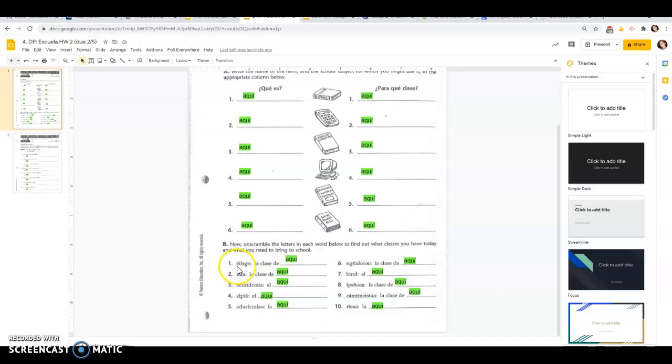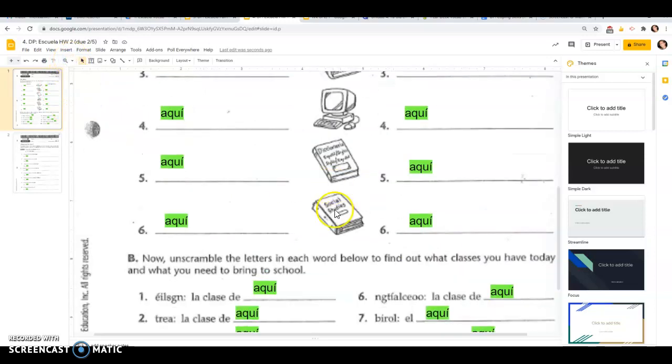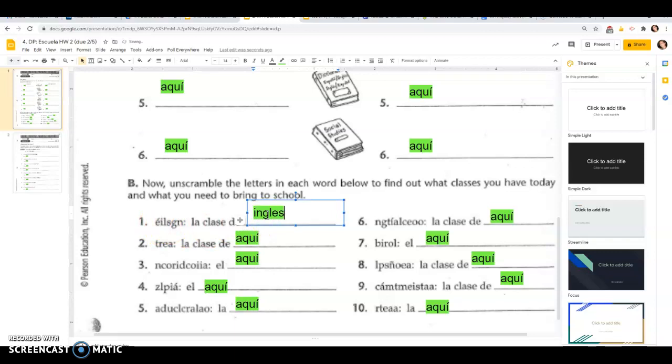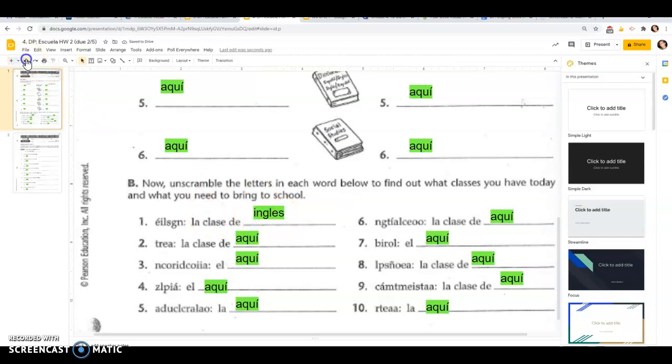So here we have E with an accent mark, ILSGN. Again, if it's too small, you can always zoom in. And if I undo those, I'm going to find out pretty quickly. Well, first, I could just look at the E with an accent mark, and if I look at my page, there aren't very many that have that, so I can narrow it down that way. Or I can just kind of look at the letters, and I'm seeing probably INGLES. Yep, that's going to be inglés. So that is talking about la clase de inglés.